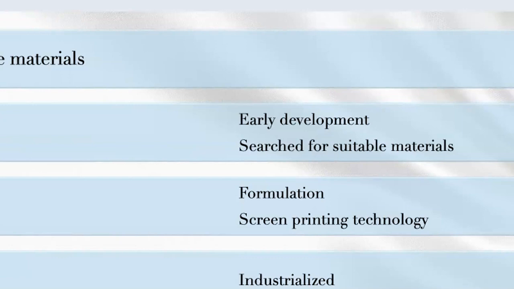And from the 1960s to the 1970s, the research developed to find the optimum formulation, and they introduced printing technology. In the 1990s, thick film resistors started to industrialize and gained widespread adoption. And now we work on miniaturization and integration.